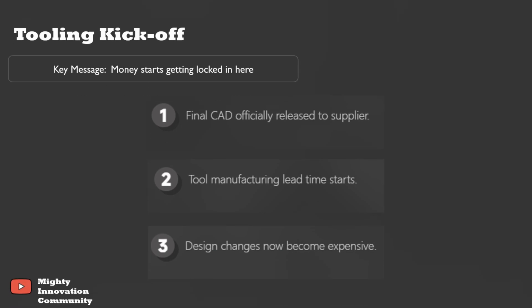The next milestone is tooling release. Tooling release is when the final CAD data is officially released to the supplier. This means tooling manufacturing is started, lead times begin, and costs are committed. After tool release, even a small design change can mean a tool rework, schedule delays, or even extra cost. This is a point where no easy changes are made.